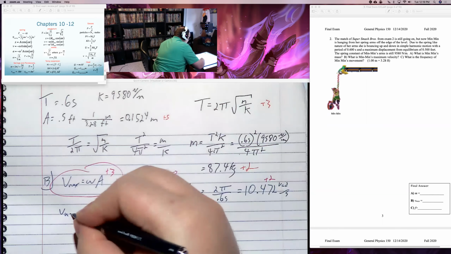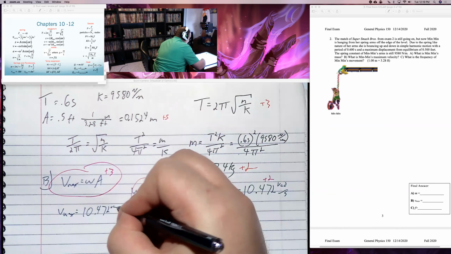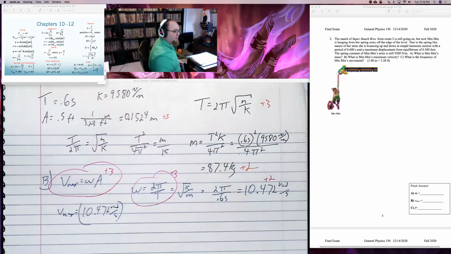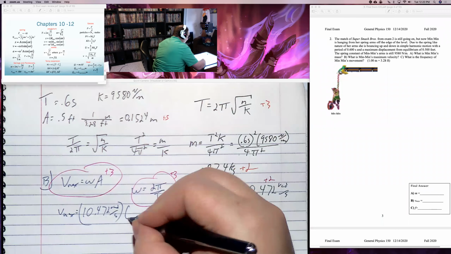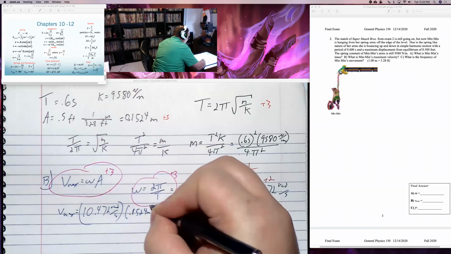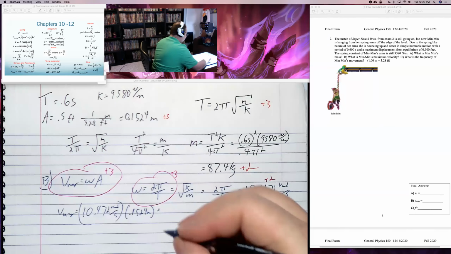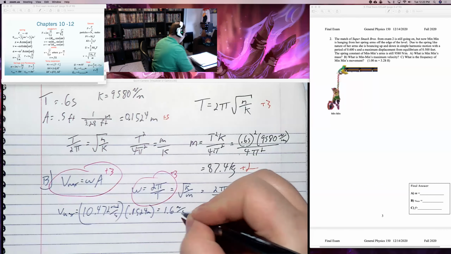And so V max equals omega, 10.472 rad per second, times the amplitude. Now I say max displacement from equilibrium is 0.5 feet. That was this number up here. That means our amplitude is 0.1524 meters. I converted it earlier. 1.6 meters per second.